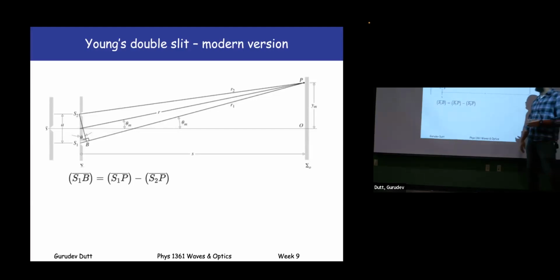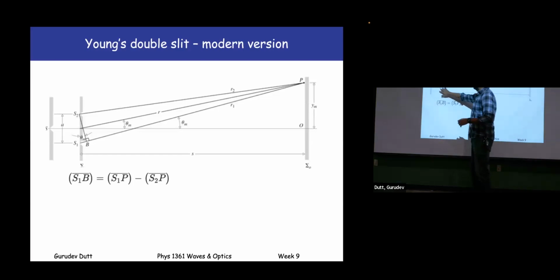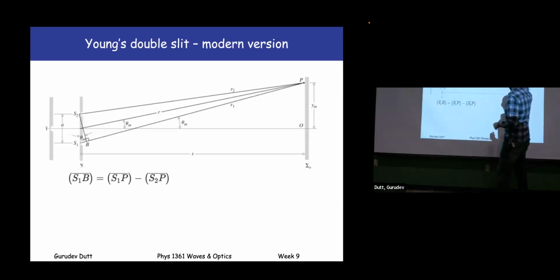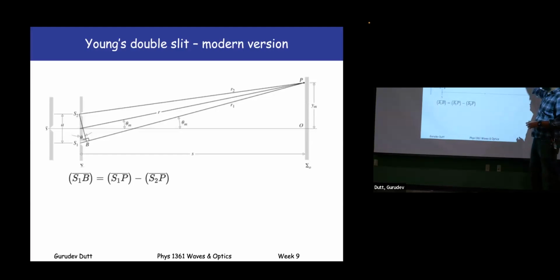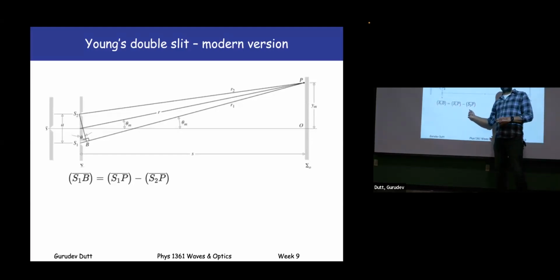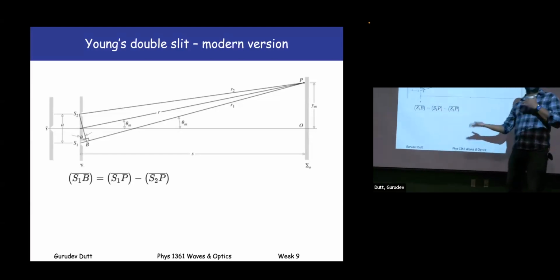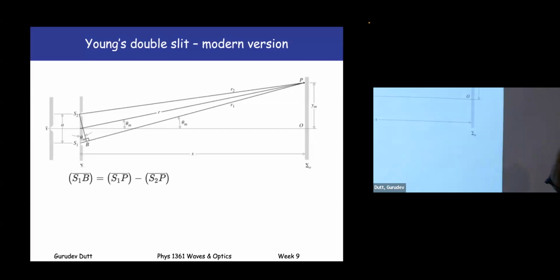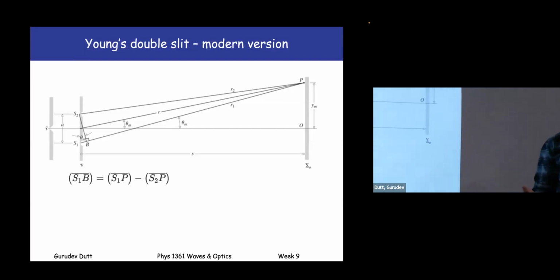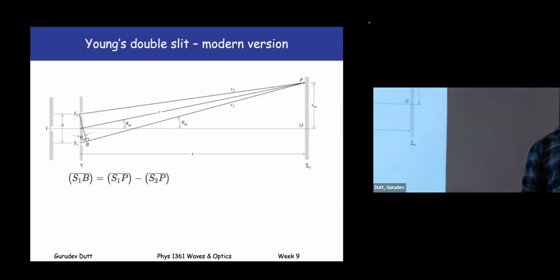We need to calculate the path length difference between the wave going from S1 to S2. Okay, so S2 to P and S1 to P, we need that path length difference. When we have that path length difference, if it's equal to an integer multiple of lambda, that will be a constructive interference. And if it's an odd multiple of lambda over 2, it'll be a destructive interference.